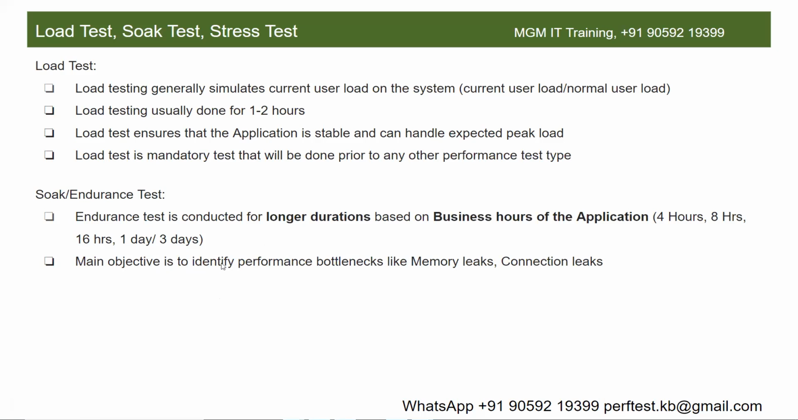And the main objective of this soak or endurance test is to identify memory leaks or connection leaks. We will understand what is meant by a memory leak and a connection leak in the coming sessions.